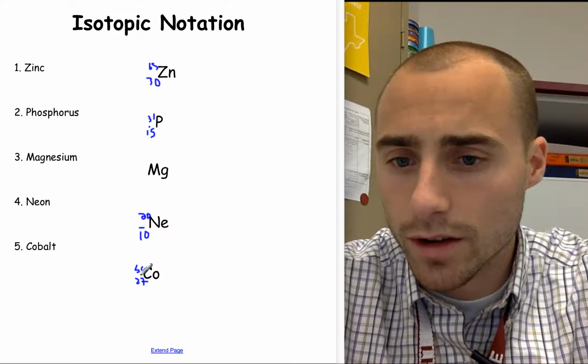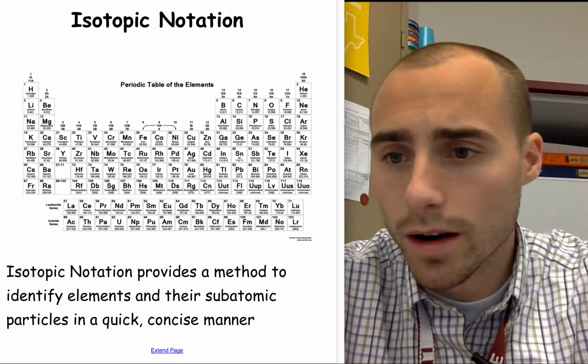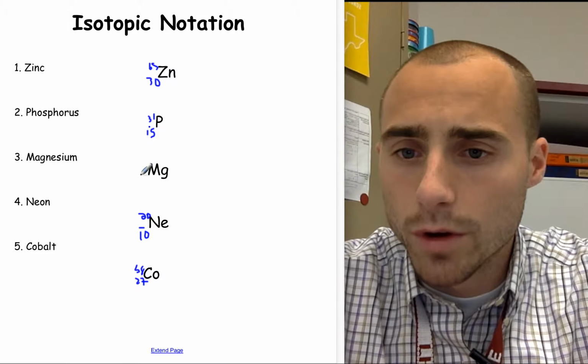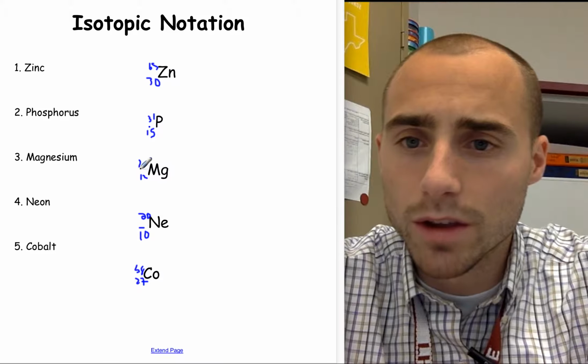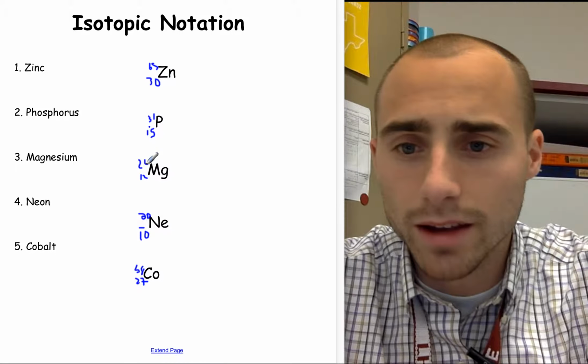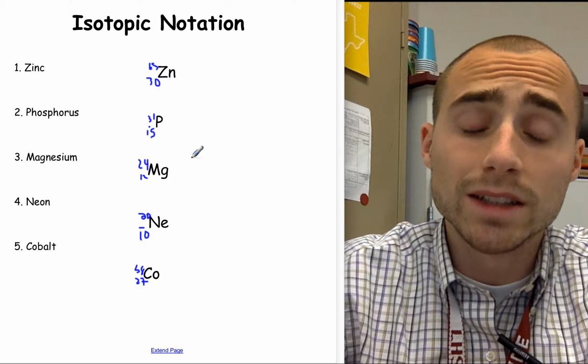So that is how we write our isotopic notation. Let's take a look and see what magnesium would be. We'll flash back here. Magnesium is 12 and 24. So 12 will go on bottom and 24 will go on top. All that information comes from the periodic table. So check your work. Hopefully you got all of these correct. That is the basics of isotopic notation.